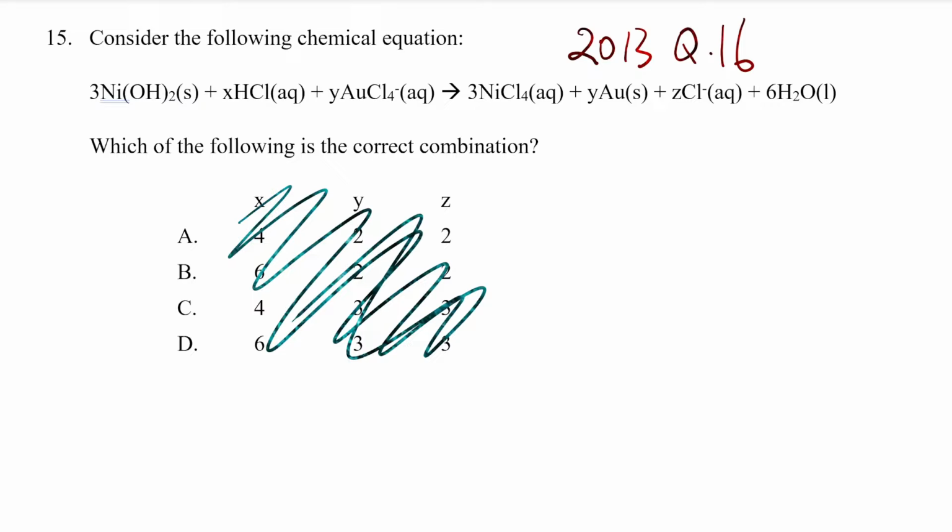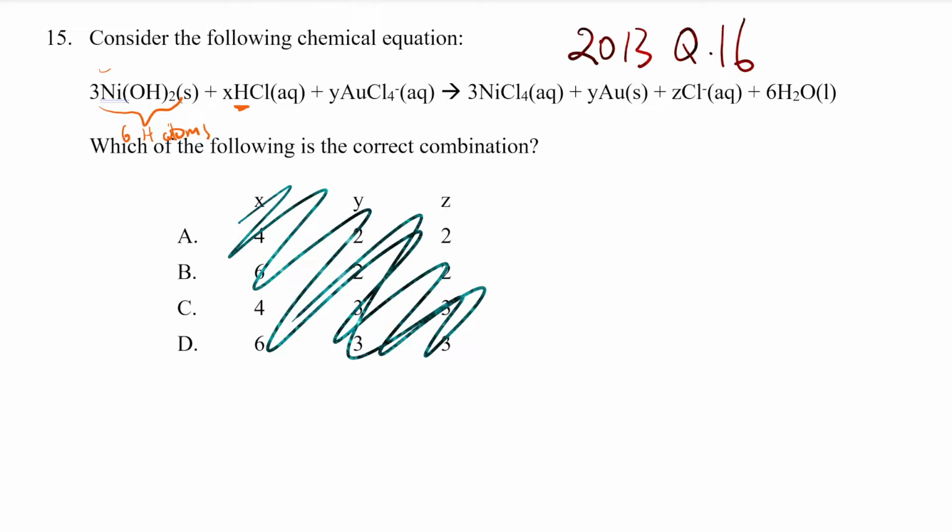So for HCl here, can we find x? Look, on the left-hand side, here I have nickel 2 hydroxide. How many hydrogen atoms do I have here? For this one, I have 2, but don't forget you need to times it with the coefficient. So that is 3 times 2, I have 6 hydrogen atoms here. Here, I don't know how many, so that's an unknown. And here, there's no hydrogen atom at all.